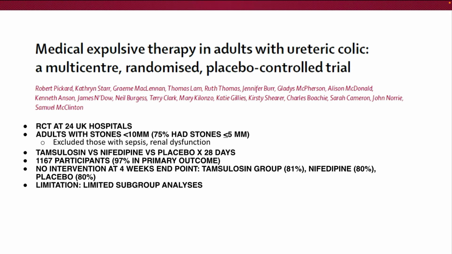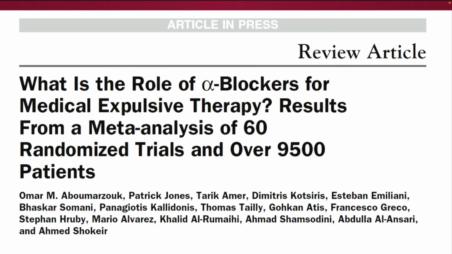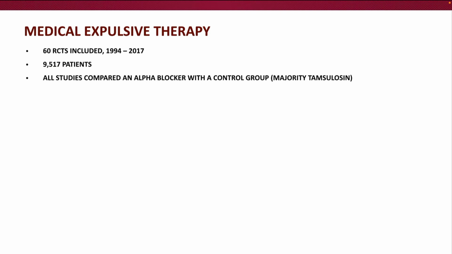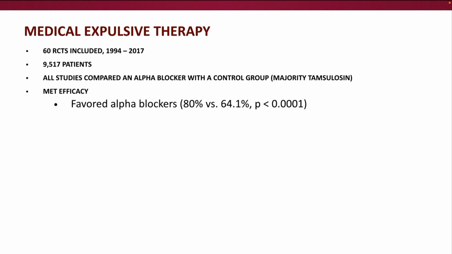So they went back and did a big systematic review. They took all of these studies, including that one, and reanalyzed everything. They said, what is going on here? In this one, they had 60 randomized controlled trials and 10,000 patients. All the studies had mostly tamsulosin versus a control group. And they did find that it works. With alpha blockers, there was an 80% chance of passage. Without them, it was 64%. So they showed a clear benefit. They also showed a shorter time to expulsion of the stone. So not only does it make it more likely that you're going to pass it, it takes less time.